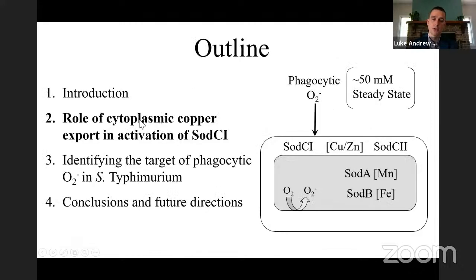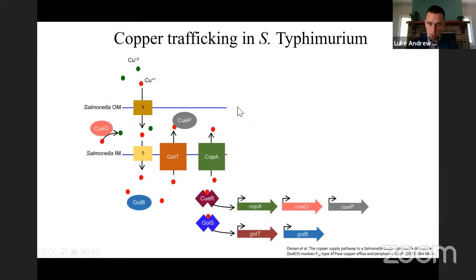So first, I'm going to tell you a story about some work that I did to try to understand how SOD-C1 acquires copper as a cofactor in the periplasm of Salmonella. To start this story, I first need to introduce copper trafficking in our strain of Salmonella.